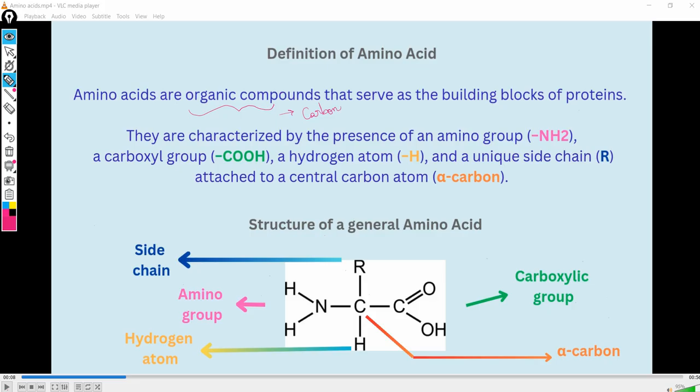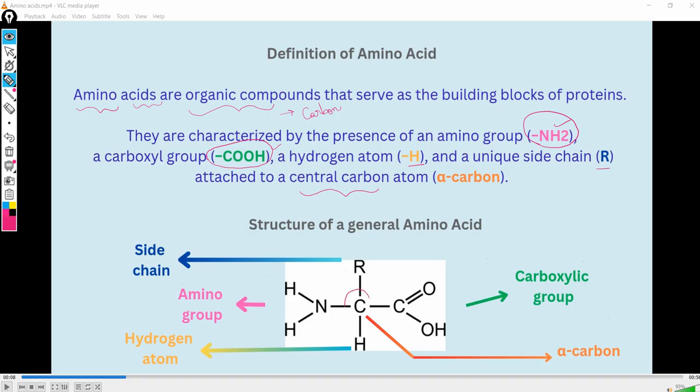Now, coming to amino acids, they are characterized by the presence of an amino group and a carboxyl group. These are the two major functional groups present on the amino acids. So here we have the term amino acids: amino, that is the amino group, and acid, that refers to the carboxyl group present on the amino acid. So the definition itself indicates that it has the amino and carboxyl group in its structure. Apart from these two groups, it also has one hydrogen atom and one side chain. And these four groups are attached to a central carbon atom here.